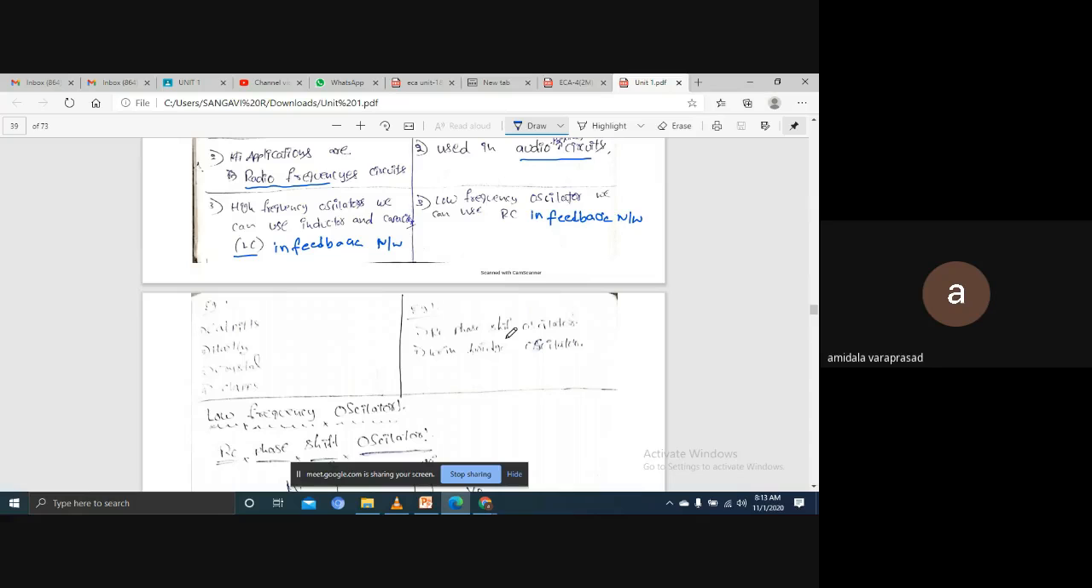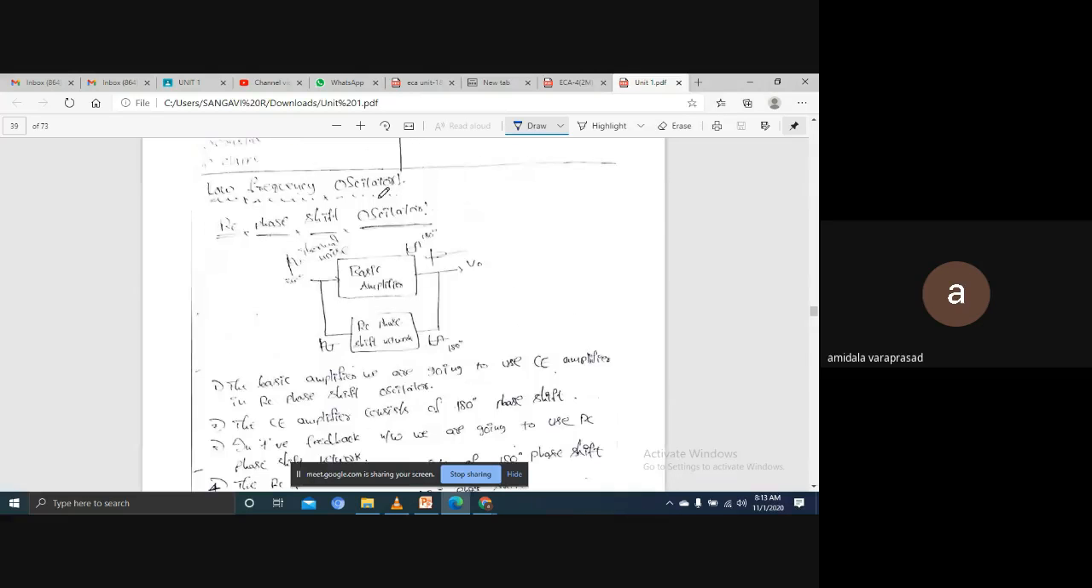Now first we'll discuss low frequency oscillators, the RC phase shift and Wien Bridge. Here the basic amplifier will be there. For this basic amplifier we are going to use a CE amplifier. Either you can use a fixed bias or self bias circuit. For this CE amplifier, how much phase shift is there? 180 degrees will be there. Barkhausen condition we know: the phase shift between A and beta should be 360 degrees.